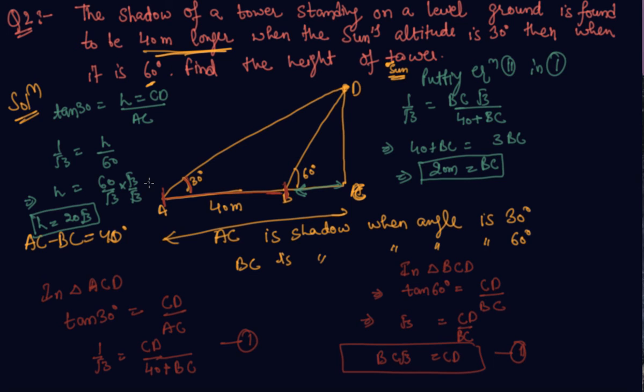I hope you are clear now. First we solve the triangle ACD, then we apply the formula on the triangle BCD. Then we put the value which comes out from this relation in equation 1, and then we put the value of BC in this formula, and we get the height of the tower. So this is a very typical question which might come in the exam.